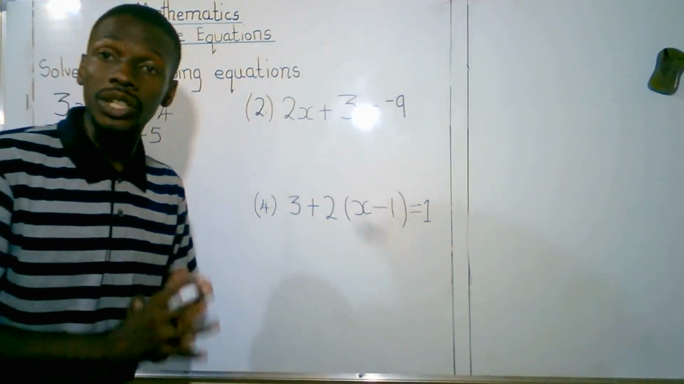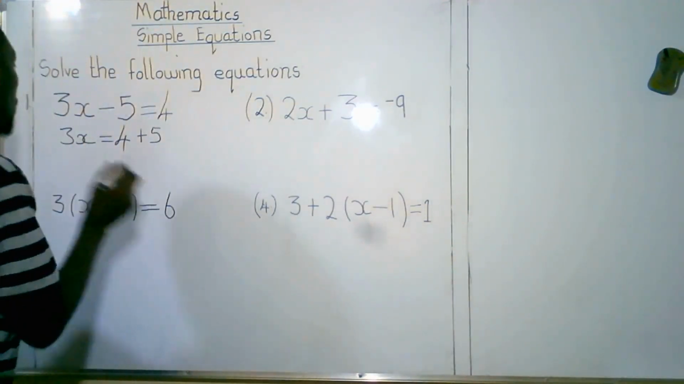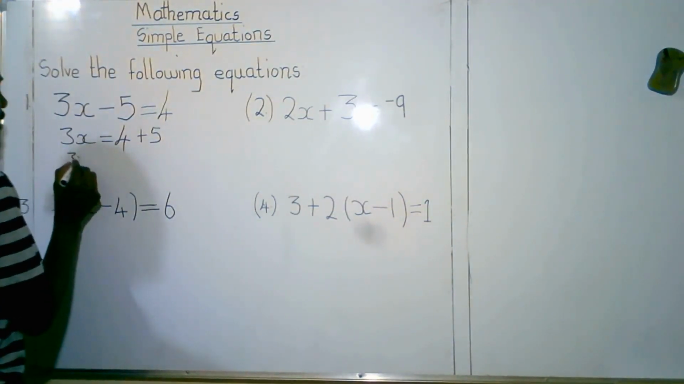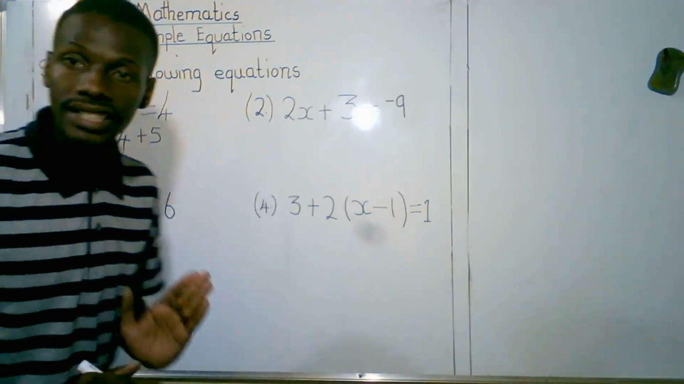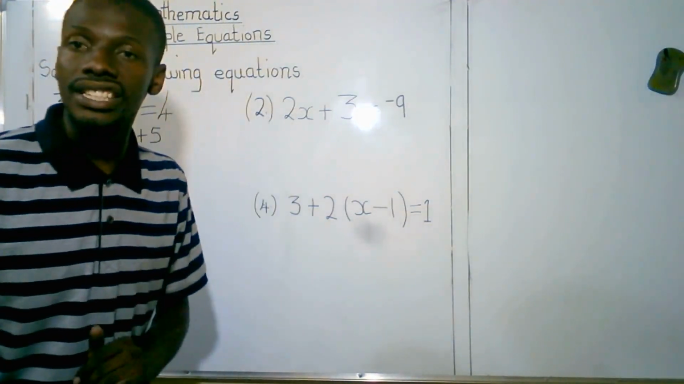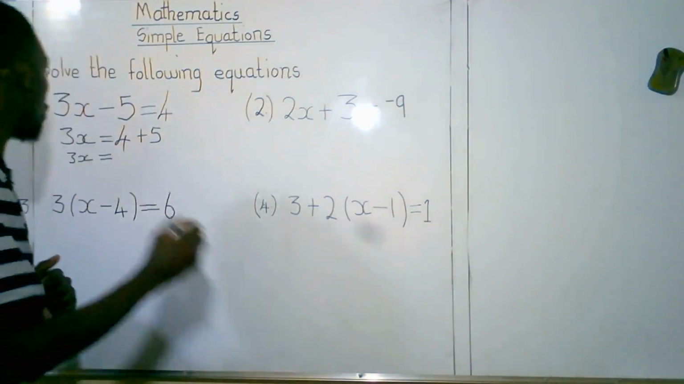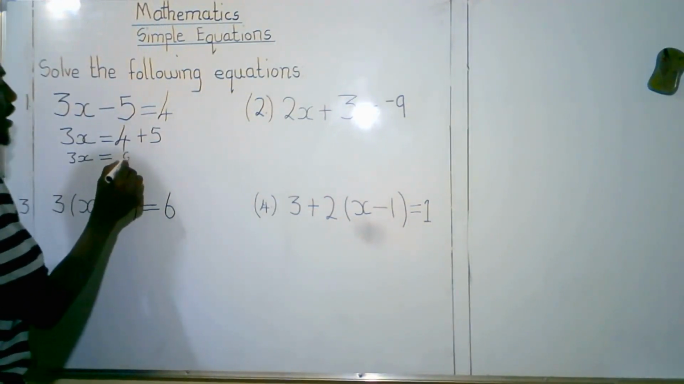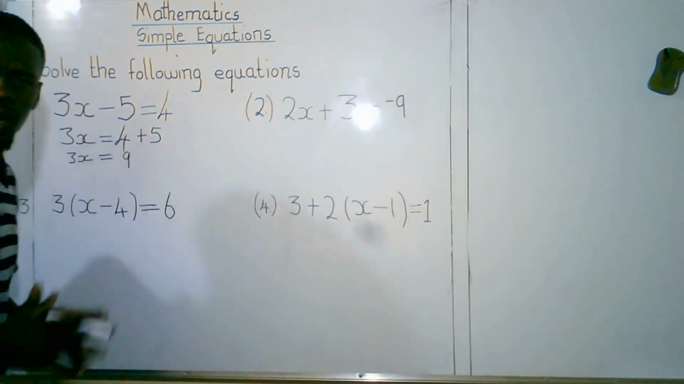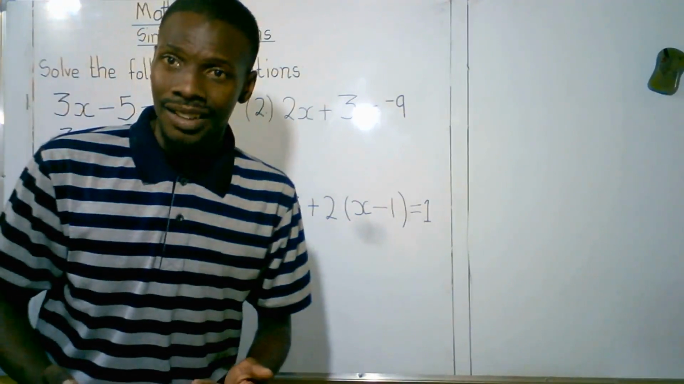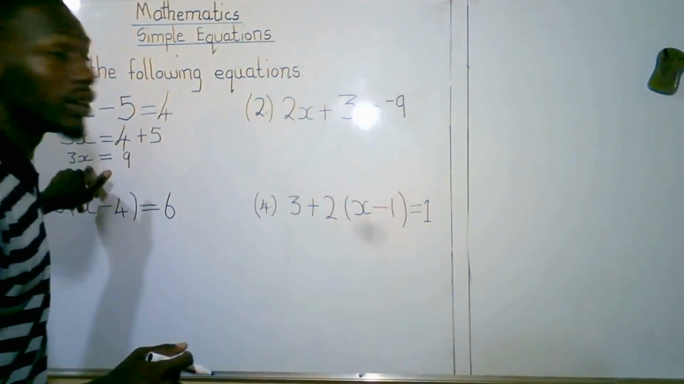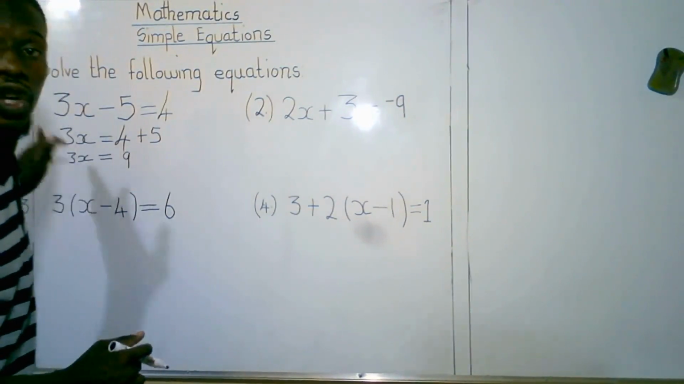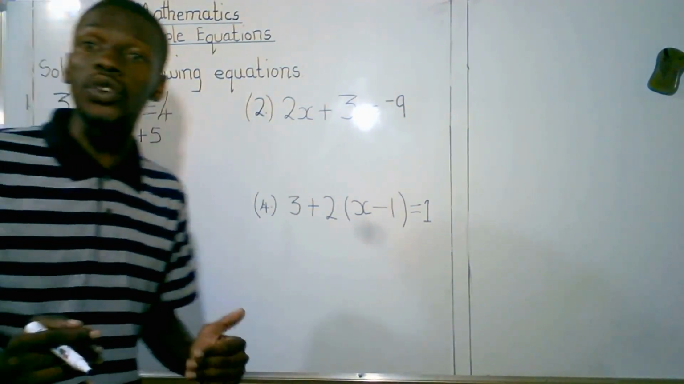When we reach here, what do we do? We simply add. So we'll bring down the 3x as it is, equal to 4 plus 5. What is the sum? We're saying that 4 plus 5 is going to give us 9. We ask ourselves, are we done? Very good, we are not yet done. Why? Because we want to remain with x alone on this side. We want to know the value of x.